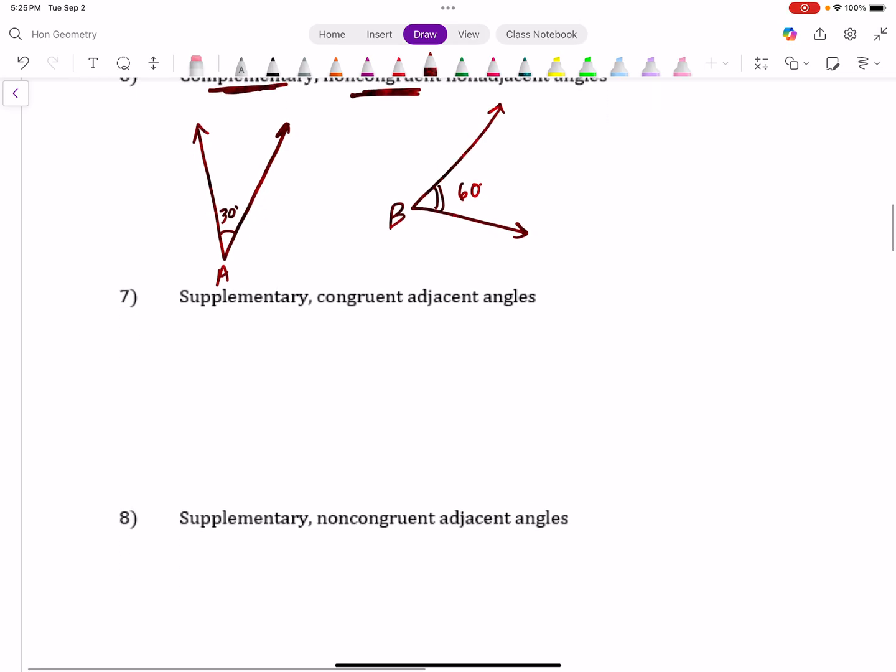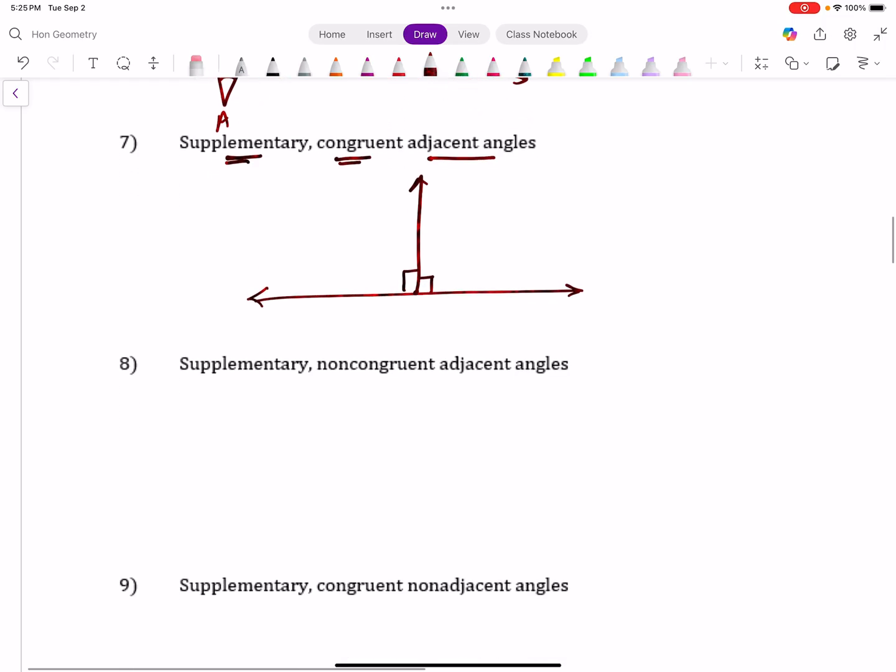All right. Supplementary, congruent, adjacent angles. So we're going to be adjacent, they're going to be congruent, and they're supplementary. Well, the only way they're going to be supplementary, their measures have to add up to 180 degrees, and be congruent is if they're each 90 degrees. So that would be like this. Those two angles are supplementary, congruent, adjacent angles.